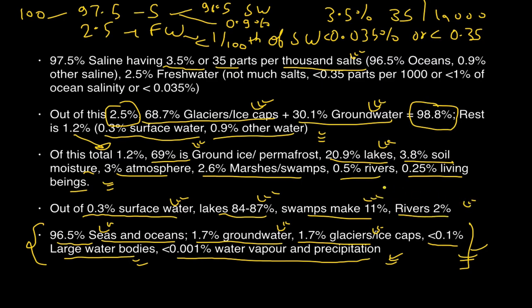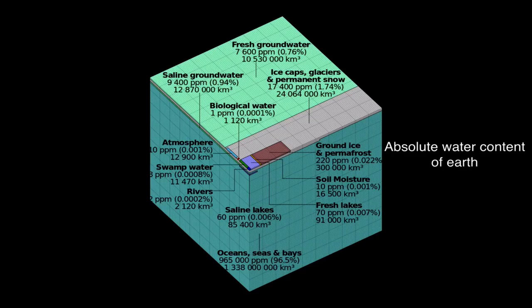If it is still not clear, it will become clear now. So if you can see this entire cube, this is the absolute water content of earth. The color that you see, that is 96.5%, is sea, oceans and bays. This is saline water obviously. Then there are various small sources like soil moisture, fresh lakes. You can see small cubes. Atmosphere, swamp water. This is nothing. Absolutely nothing.